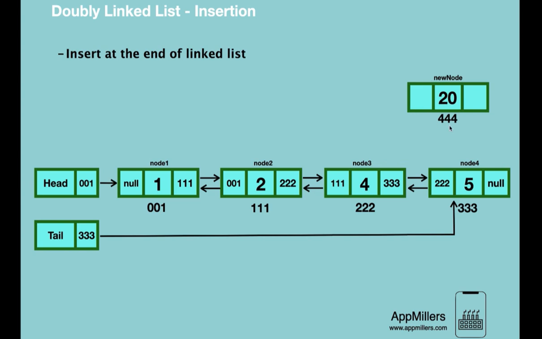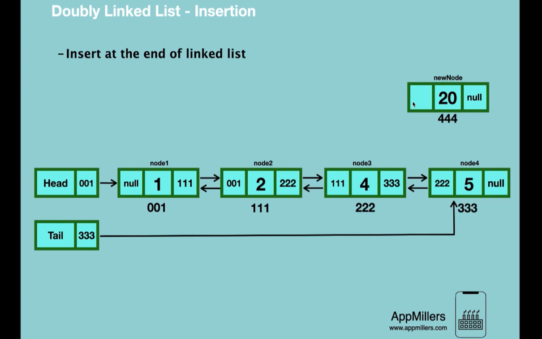So in our case, we create a node in the memory which is located in 444 location, and the value of this new node is 20. So here, we know that we are inserting the node at the end of double linked list, which means that the next reference of this node will be null.